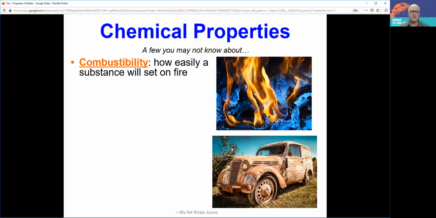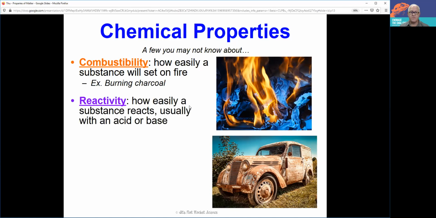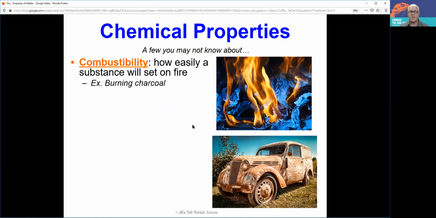Combustibility is how easily a substance will set on fire. For example, burning charcoal when you make that barbecue. Let's go back to that a second here. So, a piece of paper is easily combustible. Gasoline is highly combustible.